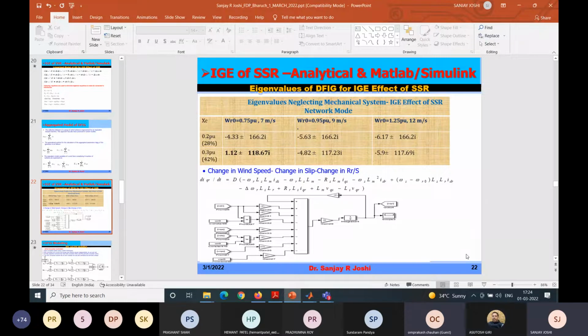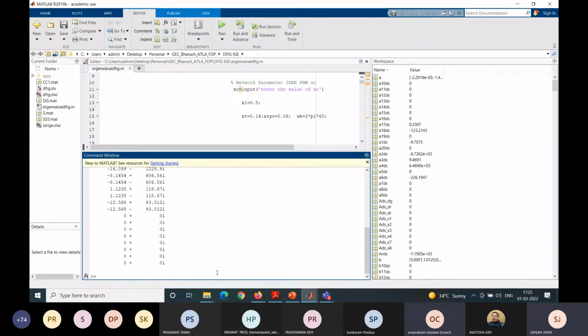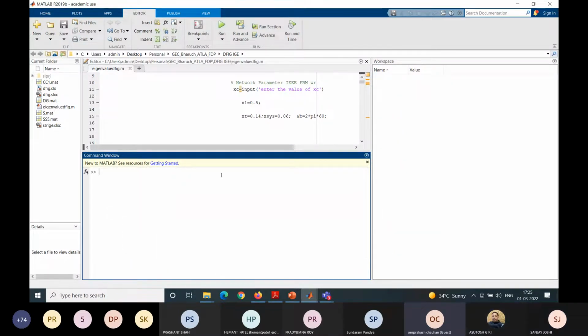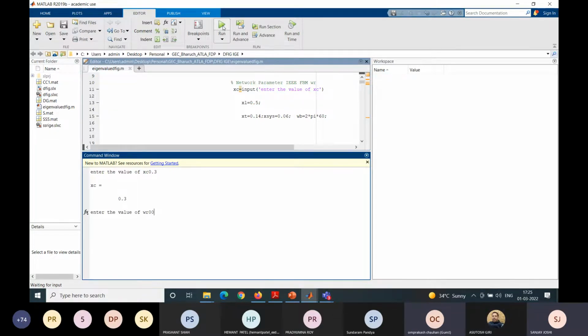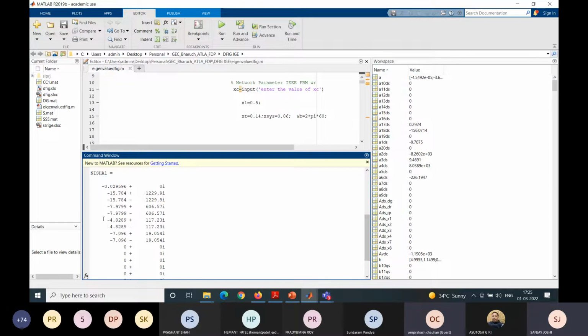Okay. So let's now change only the wind speed and see the result. Now it is 0.95 pu. Earlier it was unstable with X equal to 0.3, so let us take that case only, but with higher wind speed. Can you see that now the network mode has become stable?